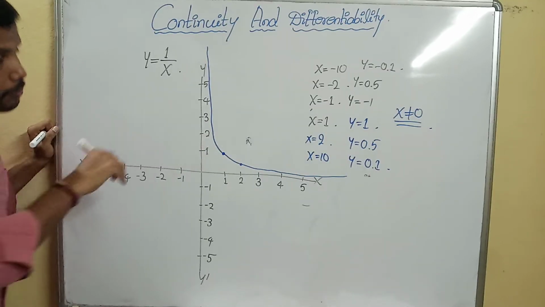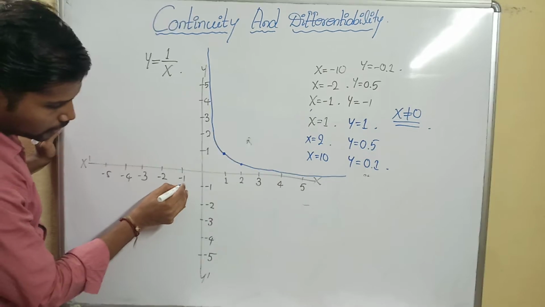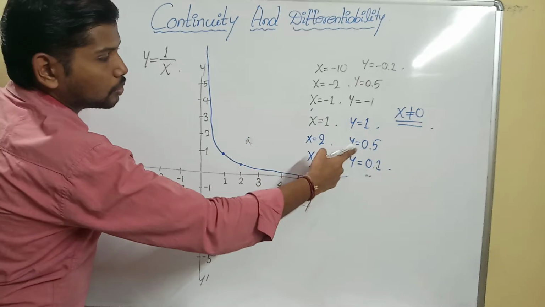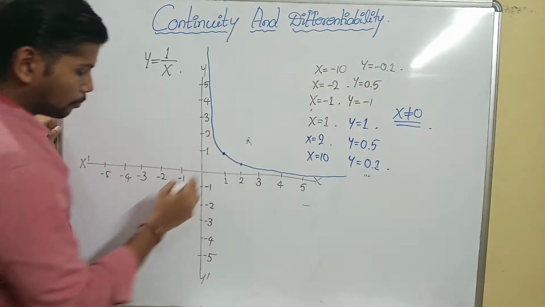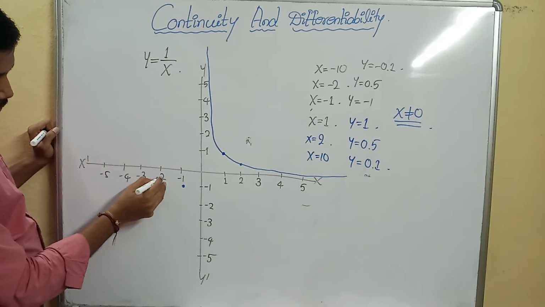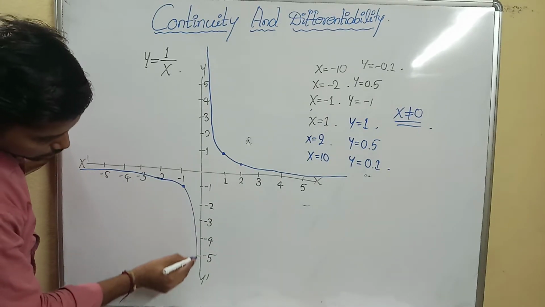Okay, I'll take one more negative values now. X equal to minus 1, y is equal to minus 1. Got it? X is equal to minus 2 will be minus 0.5. Here somewhere we'll get, the graph will be like this. Got the point clearly?